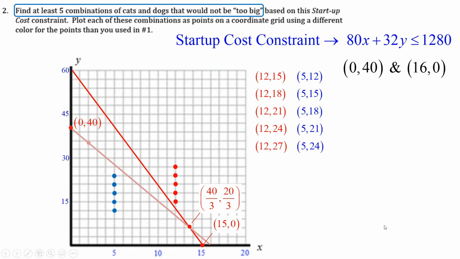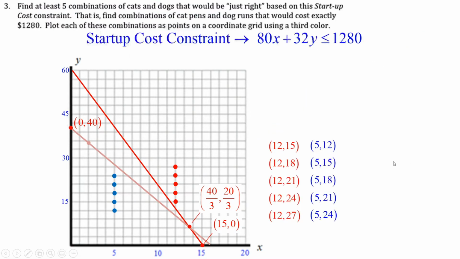24. There we go. Plot each of these combinations as points on a coordinate grid using a different color from the points that you used in number 1. That should have been a different color than you used in number 1. That's okay though. All right, so we're done with number 2.